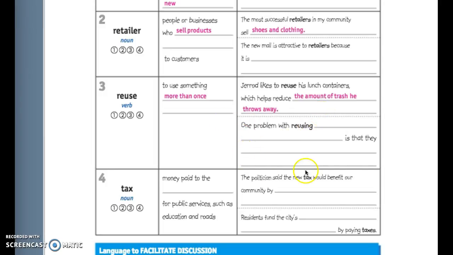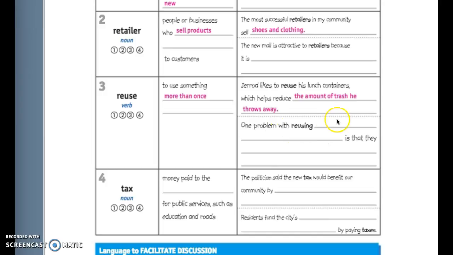So let's come down here to this second example. It says, one problem with reusing blank is that they blank. So you're going to come up with two different phrases or things to put in this sentence. Now think of something that people reuse. It could be grocery bags like we've talked about. It could be water bottles. It could be lunch pails. But think about something that generally we would throw away. And go ahead and put it in here.